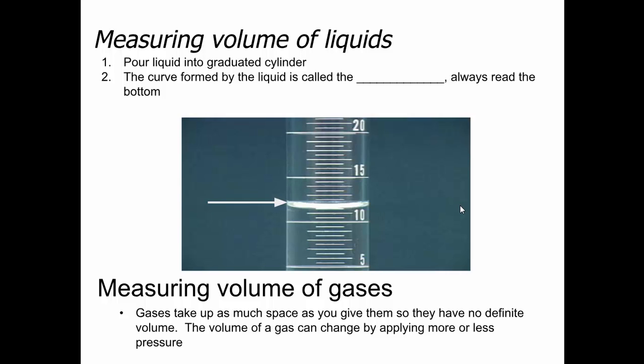Now, there's some things to keep in mind, however. Whenever you pour water in a tube, it forms a curve. The name of that curve is called the meniscus. So you can see it here. And so the question becomes, where should I read the volume? Do I read the top? Do I read it here? Where do I actually look when I'm finding the volume of this liquid? Always read the bottom of the meniscus in the center.